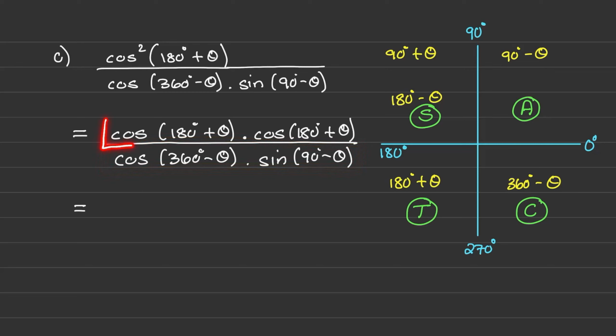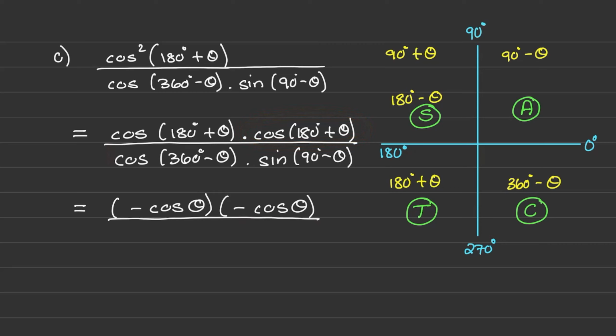Now we can apply reduction formulas for each individual term. So cos 180 plus theta places me in the third quadrant, and we know that cosine is negative in the third quadrant. So that will reduce to negative cosine of theta. And the second term in the numerator is exactly the same. So that will also be negative cosine of theta.